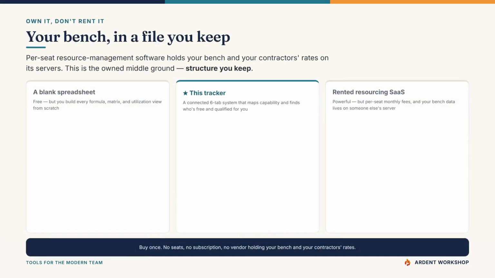Per-seat resource management software holds your bench and your contractor's rates on its servers. This is the owned middle ground, structure you keep for an agency, a studio, or a small consultancy. Buy once and it's yours.